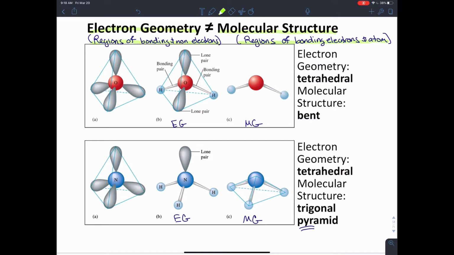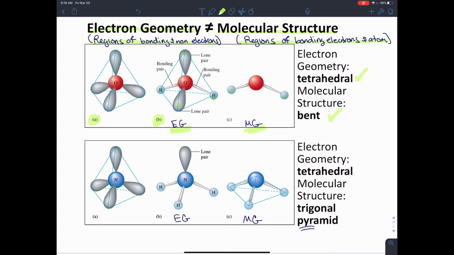And here's some basic examples. We're seeing water here in this image under A. The electron geometry for water has the two lone pairs and then the two hydrogen atoms, and I just put EG for electron geometry. And then here, just the two hydrogen atoms around the central oxygen, so I put MG for molecular geometry, just to show the difference. We've identified it as tetrahedral for the EG and bent for the MG, the molecular geometry.